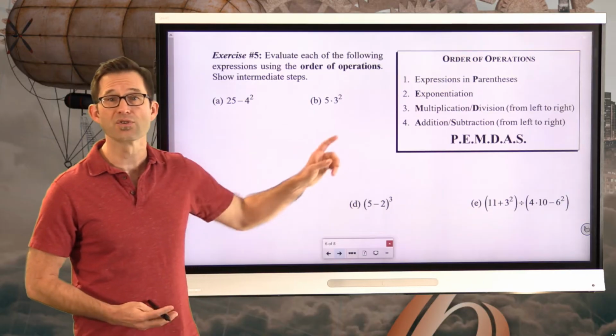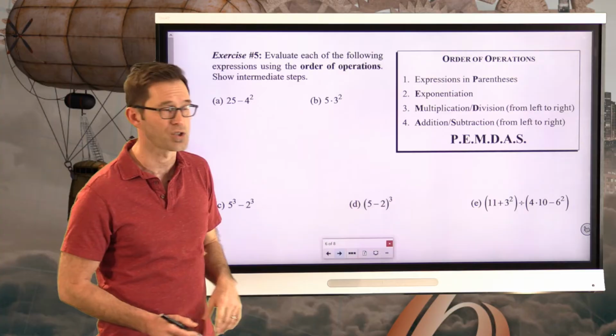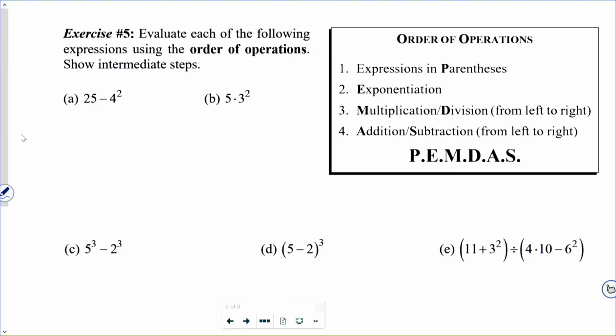Luckily for us, it's very straightforward. Exponentiation should come well before addition and subtraction. So the first thing I should do in this problem is figure out what 4 squared is. As we know, that's 4 times 4, and that's going to be 16. Once we've figured out that 4 squared is 16 and substituted it in, we can now do the subtraction and get 9.